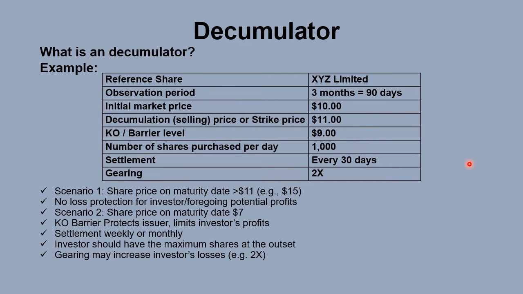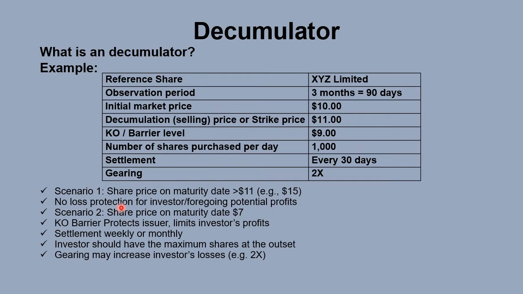The investor remains committed to selling 1,000 shares every day for 90 days, even if the share price rises much above $11. In that case, the investor will be selling shares at a discount to the market price. He cannot say no because he is obliged to sell the shares. In an extreme scenario where the share price increases significantly, say to $15, the investor may end up foregoing a lot of potential profits or incurring tremendous losses. There is no limit to the loss that the investor may incur.